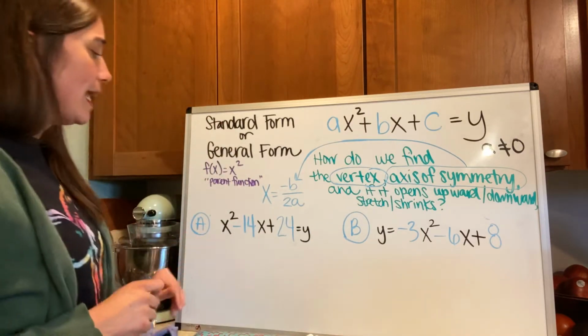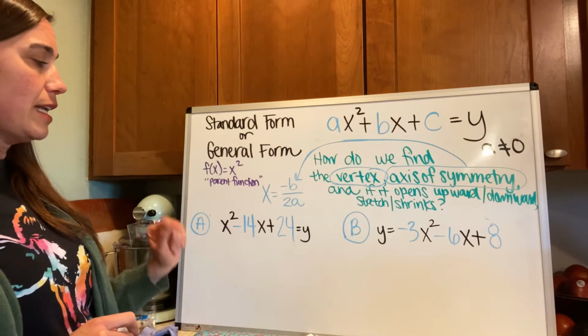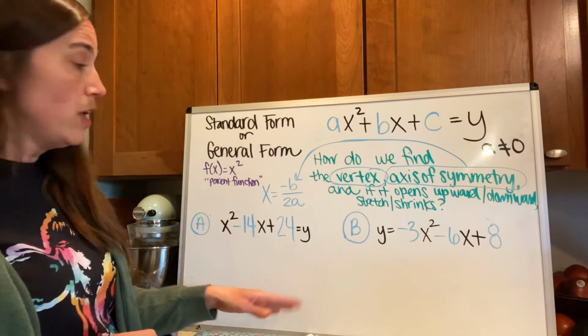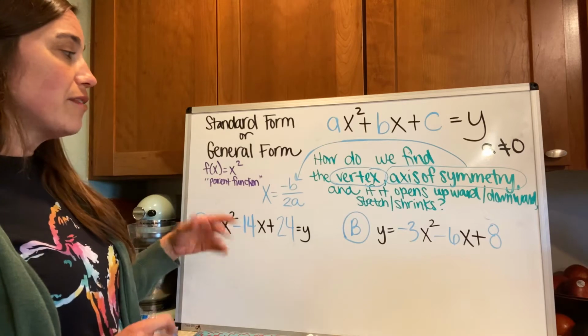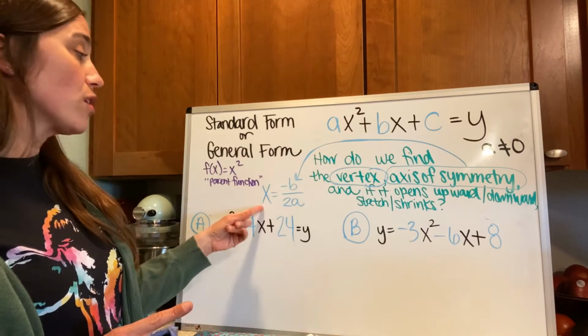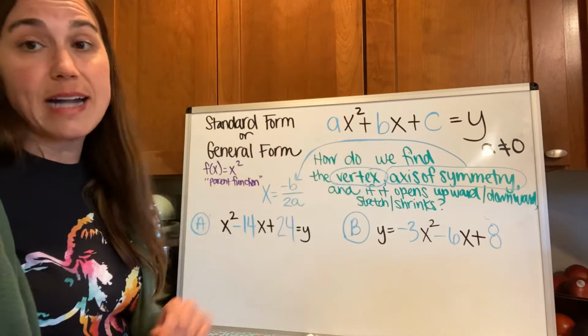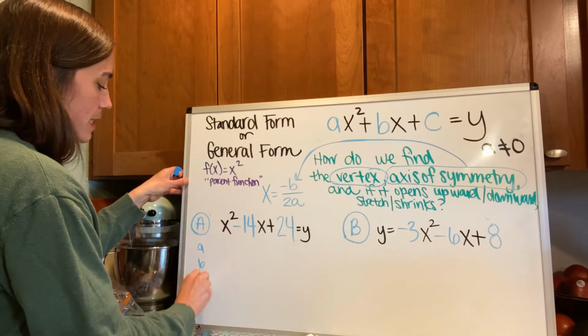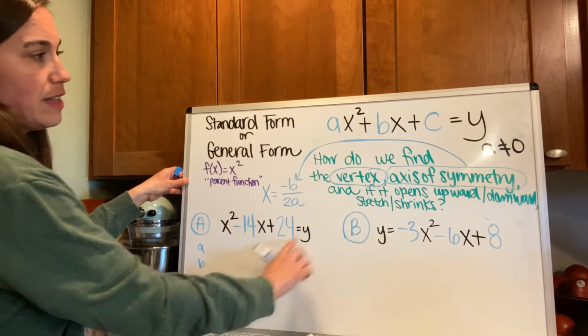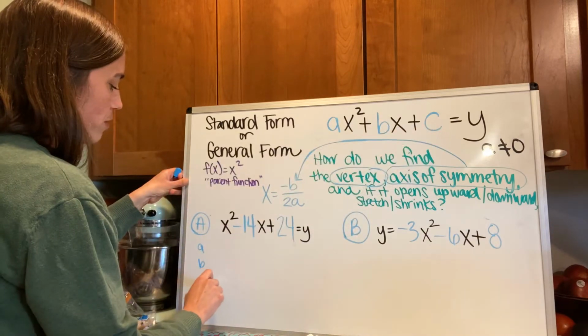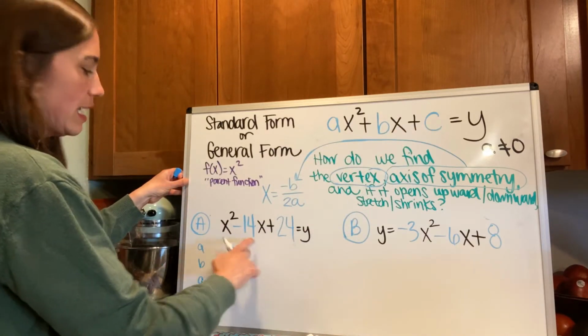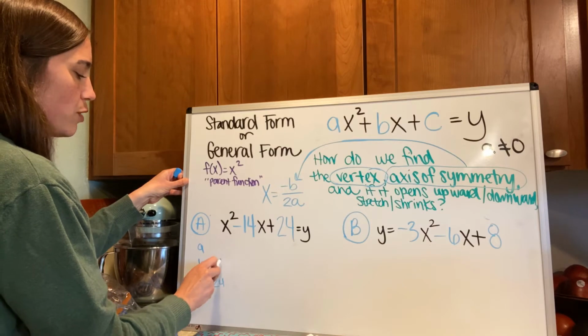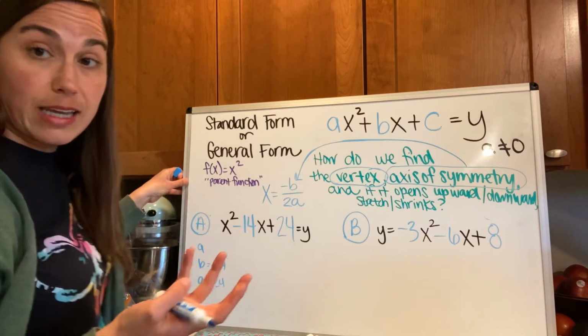If you look at A, I have x squared minus 14x plus 24 equals y. The first thing that we need to do is identify what's the b and the a. Remember, we're solving for x. That's our axis of symmetry. So I'm going to go ahead and list those out: a, b, and c. When looking at this, I see that c is 24, so I'm going to write that in. I see that the b is negative 14. I know it says minus 14, but it does mean negative 14.